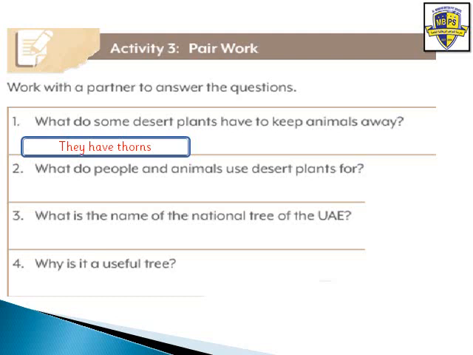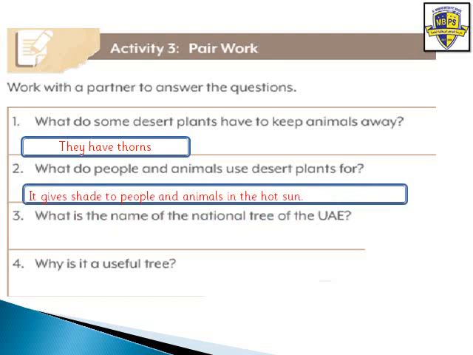What do people and animals use desert plants for? For shade. Yes, it gives shade to people and animals in the hot sun. Number 3. What is the name of the national tree of the UAE? Remember, it starts with ga. Yes, it's the Ghaf tree. Excellent.